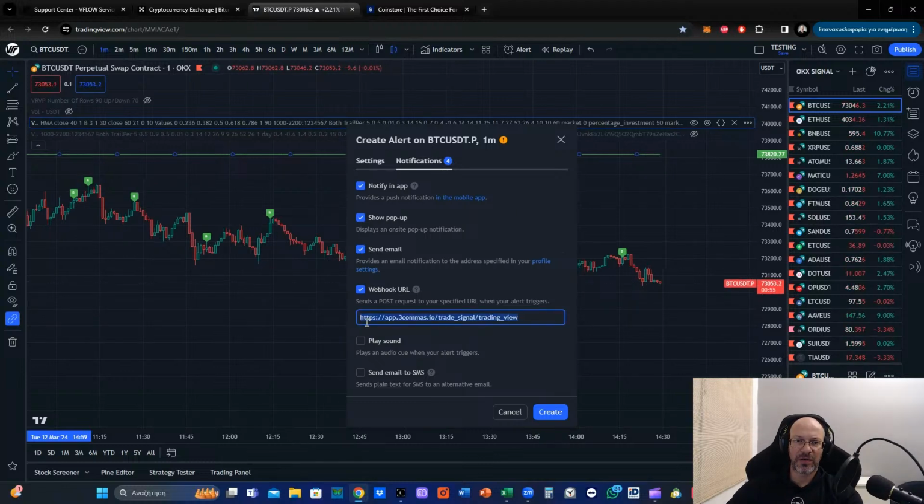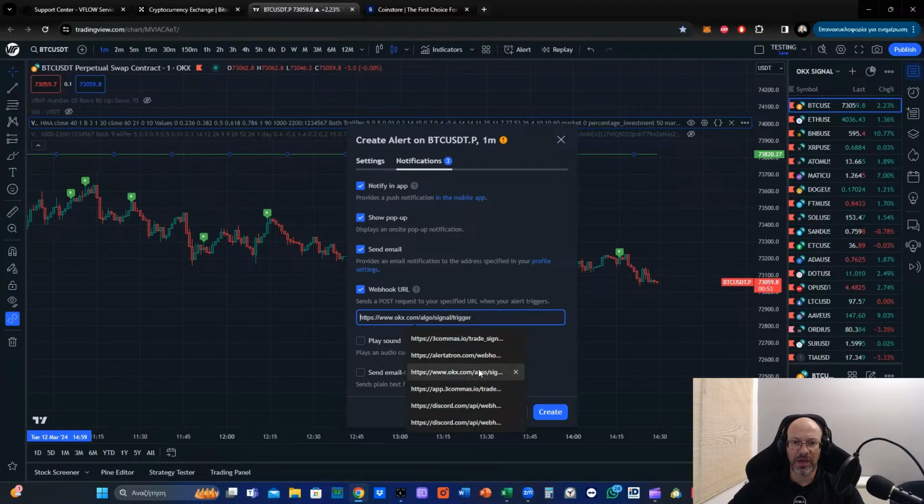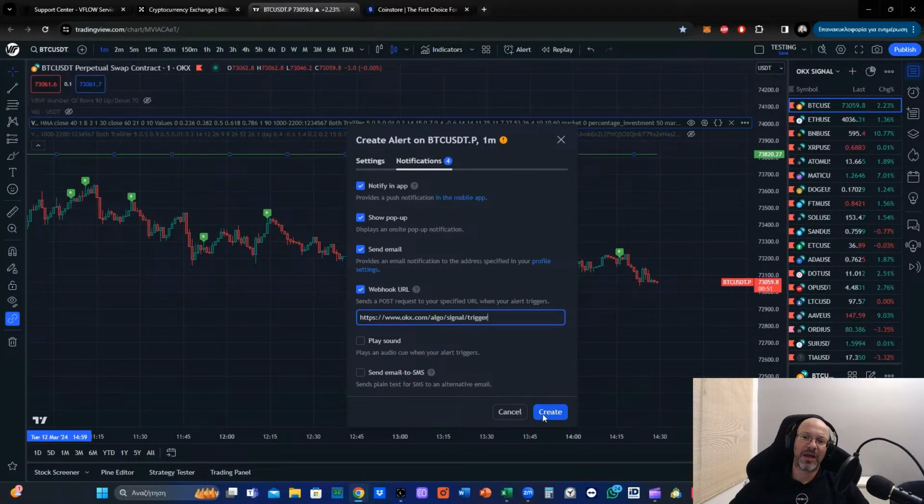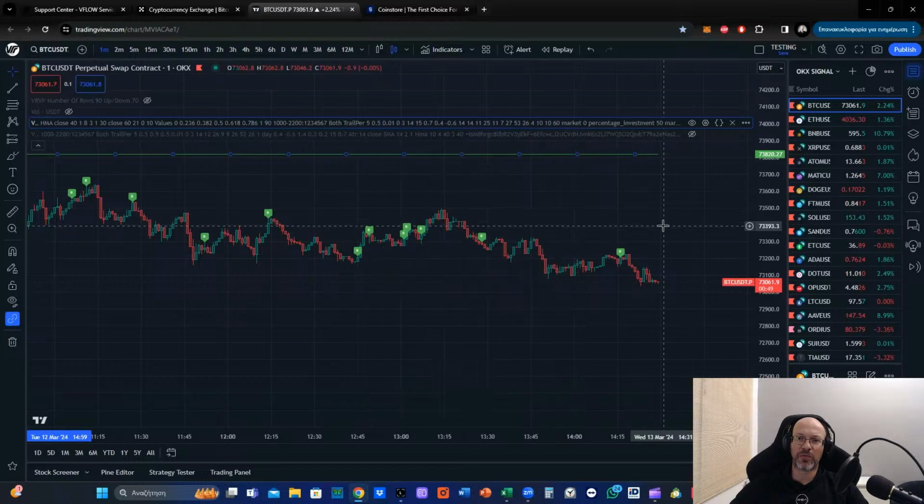And you can use here the OKX signal trigger and create your alert, and you are set. Your bot will start working and generating results.